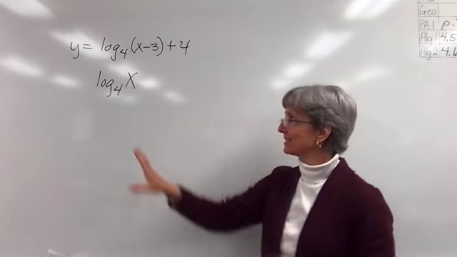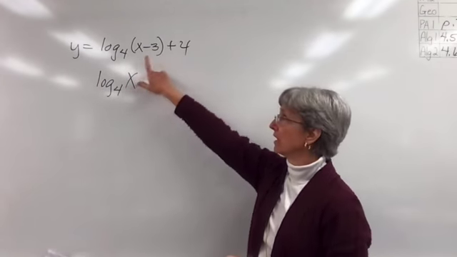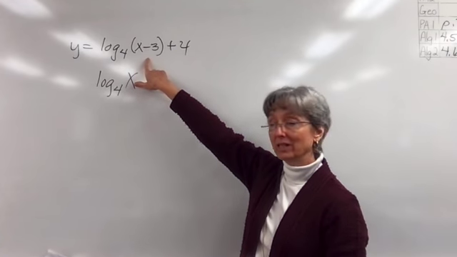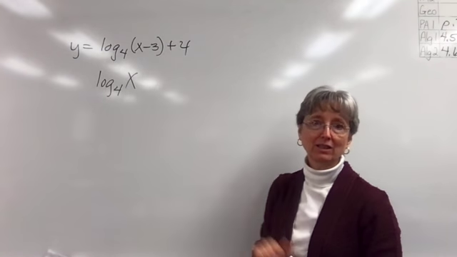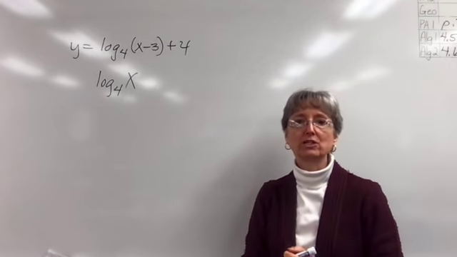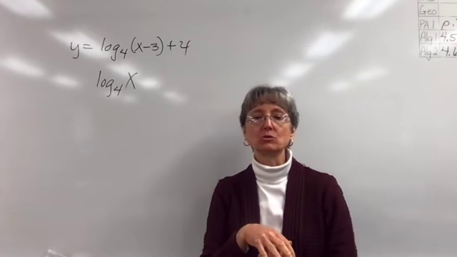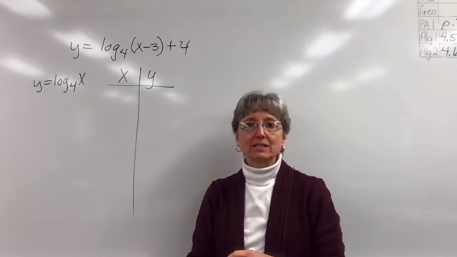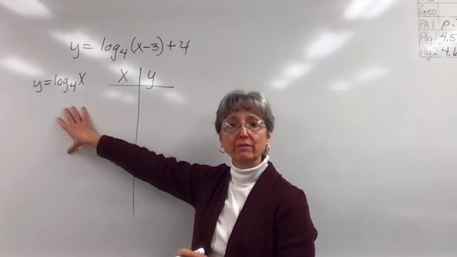So this function is log base 4 of x shifted to the right 3 and up 4. That's how you would answer that question. But I'm going to show you how you would walk through it if you are asked to graph it. Step number 1 is to start with the parent function, y equals log base 4 of x.